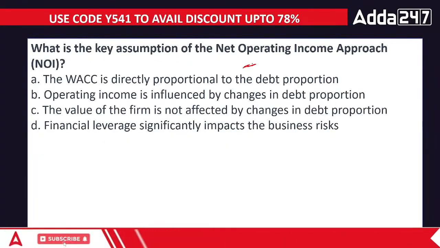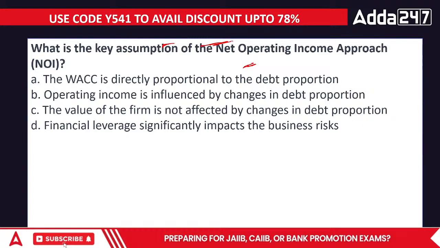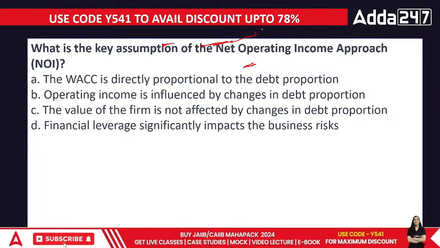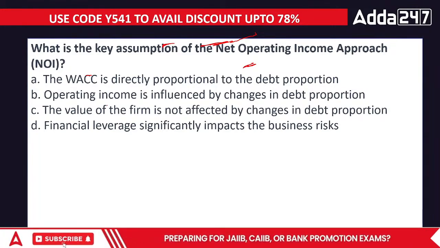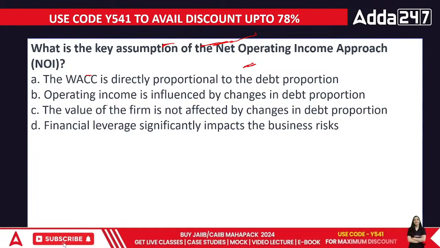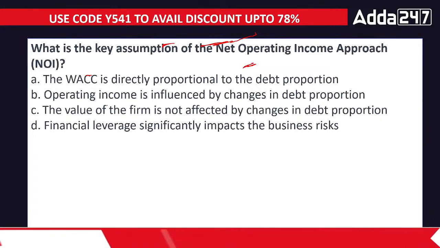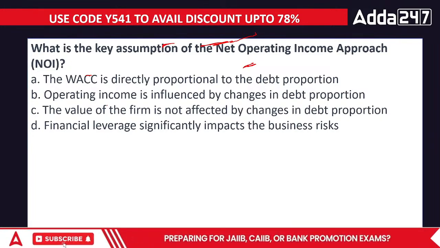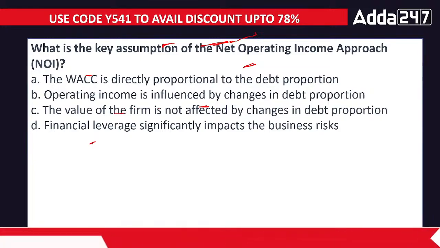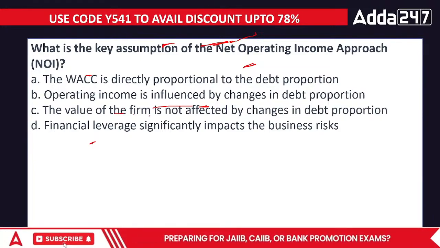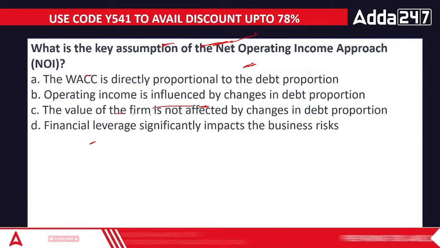Okay, everyone, next is: what is the key assumption for the net operating income approach? Everybody, what is the key assumption? WACC is directly proportional to the debt proportion. Operating income is influenced by change in debt proportion. The value of the firm is not affected by the change in debt proportion.